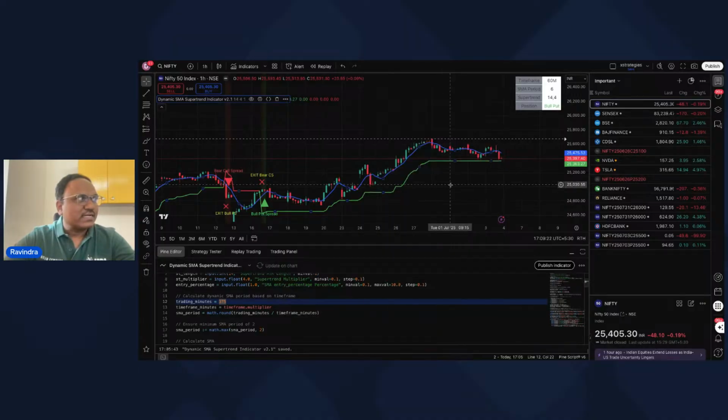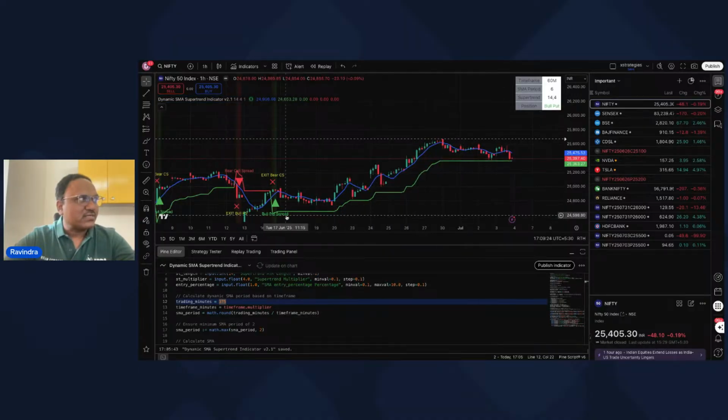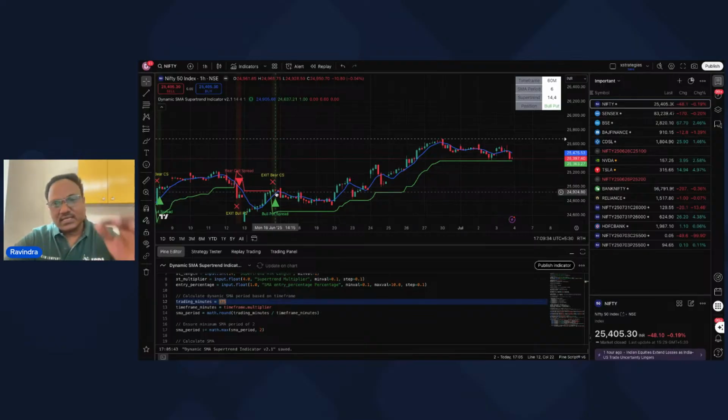Now let's look at the entry criteria, right? The entry criteria is, for instance, here, the price has to be above the Supertrend, and the price also has to be above the SMA. That's the only entry criteria. So usually in trading, the entry has to be really good.